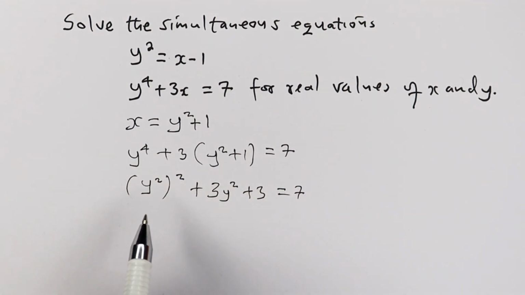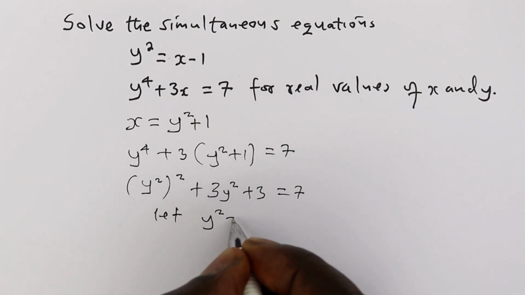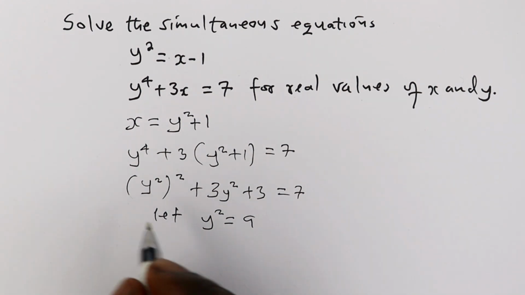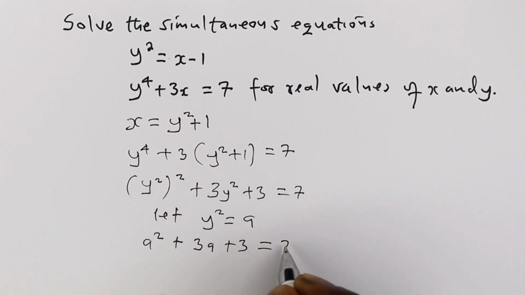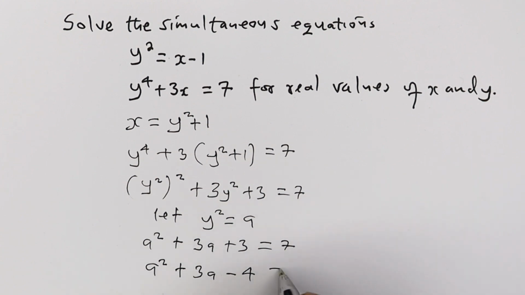So now we have a common factor here, which is y squared. So we can let y squared be maybe a letter a. Let us rewrite this equation in terms of a. So this will be a squared plus 3a plus 3 is equal to 7. And we can bring the constant term to this side so that we have a squared plus 3a minus 4, because we bring 7 to the left, it becomes negative. So that's equal to 0.